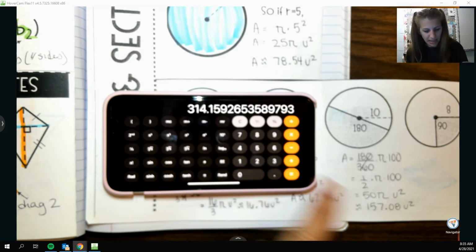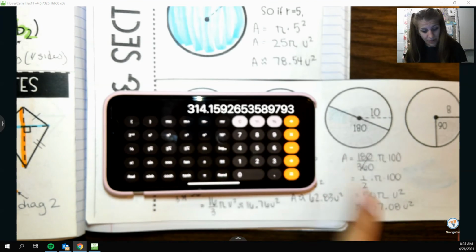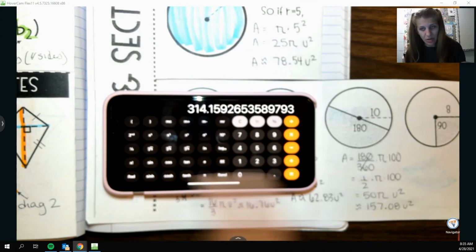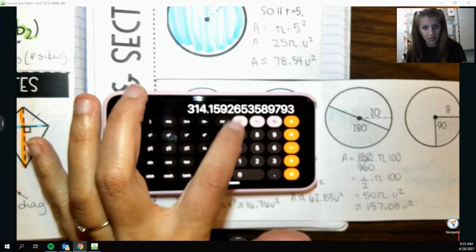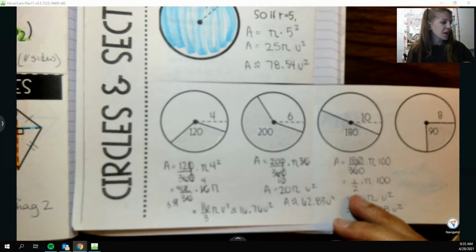Which again, if you compare that to the full area, which is 100 pi, it should be exactly double that. And half of 314 is 157, so hopefully that makes sense and feels good. Sorry, this is blurry for some reason. It's because I keep moving my phone in and out of frame.